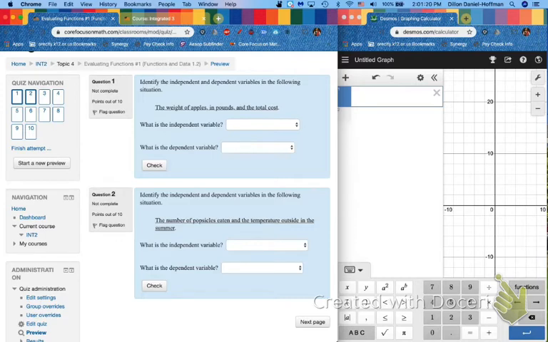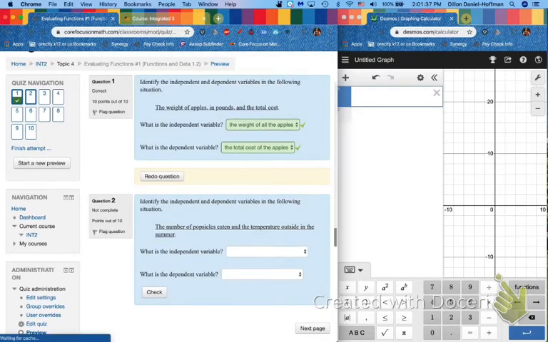And notice what I do. I start with the bottom first, the dependent variable. And I basically say the sentence as I fill it in. The total cost of the apples depends on the weight of all the apples. And then I fill it in like that. So you could think of this like a little clockwise rotation where I start at the bottom here and then I go up and around. Always start at the bottom.